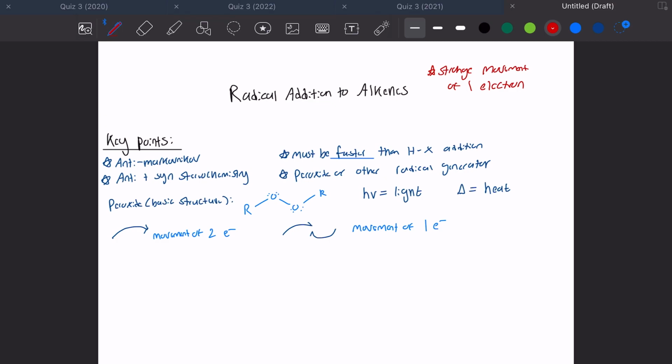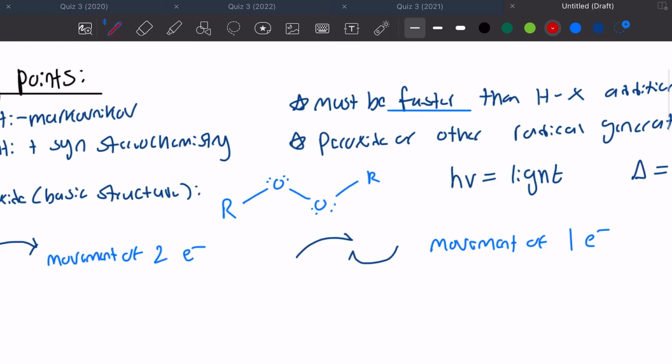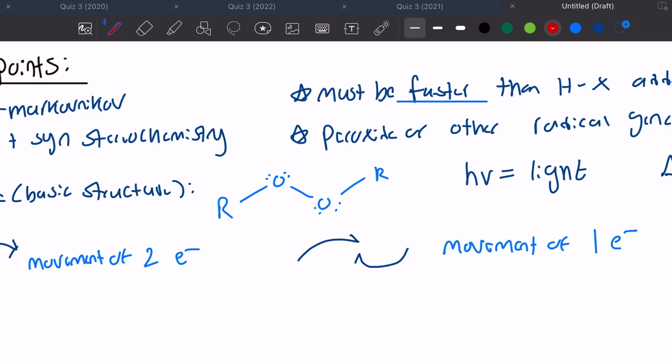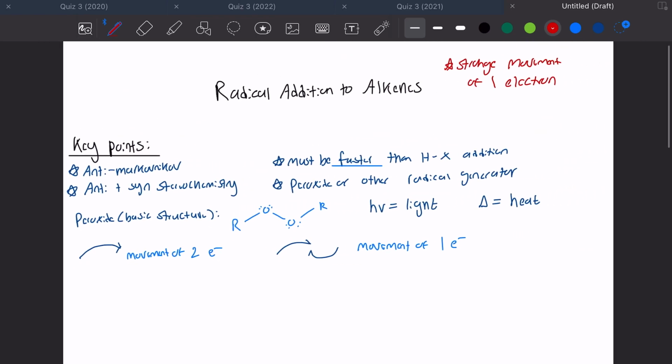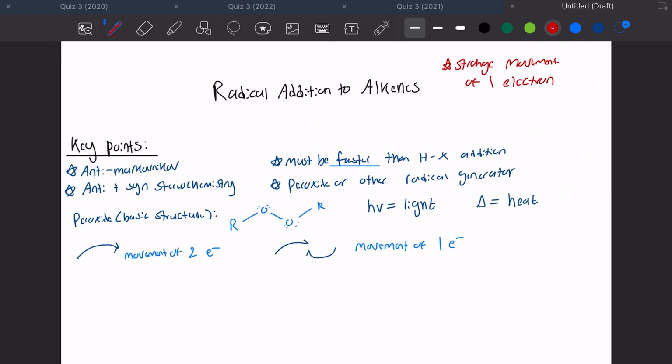And one of the main things to recognize when you know you're going to do a radical addition is seeing a peroxide. I've drawn the basic structure here, just an R connected to an O, two R's connected to an O, and those groups are connected to each other basically. And whenever you see hv or a delta, which is light and heat respectively, this will break up your peroxide into two equivalents, which will allow you to initiate and start your radical addition to these alkenes.